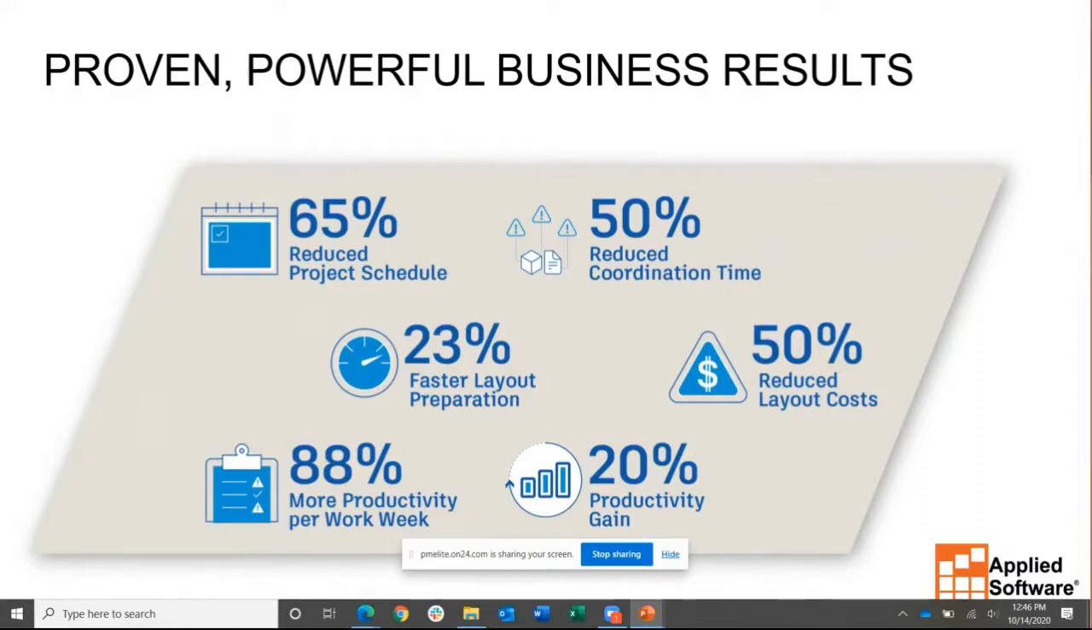To make the whole process of construction more efficient: 65% reduced project schedule, 50% reduced time and coordination. Something near and dear to me because of my construction background and civil background, the 23% faster layout preparation and 50% reduction in layout cost. I remember in the early days when I was doing layout the manual way, and it just took so much time, and there were multiple people involved doing layout, and things are just so much more efficient today.